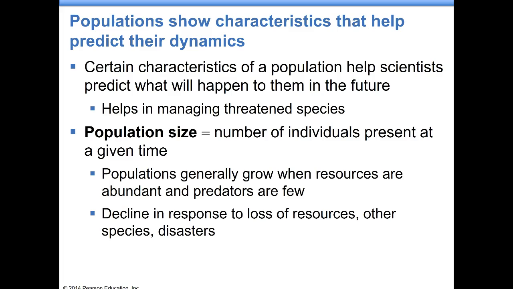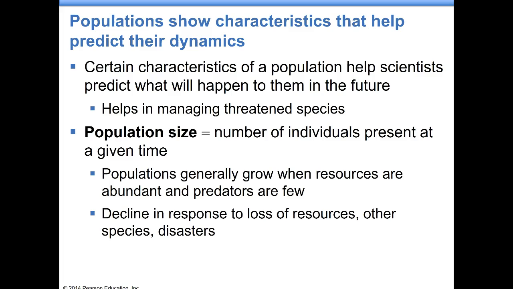So we can look at their needs, we can look at the way that they utilize the environment, we can see if they're specialized or if they're more of a generalized type of species, a generalist, and we can see how they're going to use their environment, and then that way we can help manage those species that could possibly be threatened. So we consider when we're doing this the population size, and the population size is just the number of individuals that are present within a particular area at a given time.